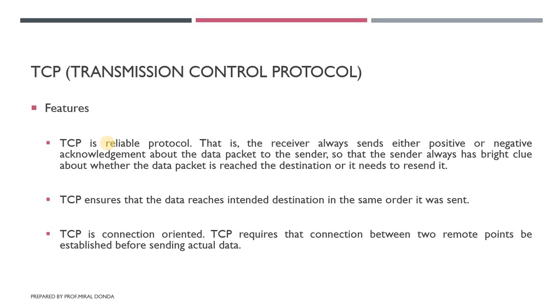Next, TCP is connection oriented. I already said that TCP requires a connection between two remote points to be established before sending actual data. So it is a connection oriented protocol. If we are using the TCP protocol, the first step is creating one connection. After making sure that the connection is successfully created, we start sending our data. That is the rule defined in the TCP protocol.